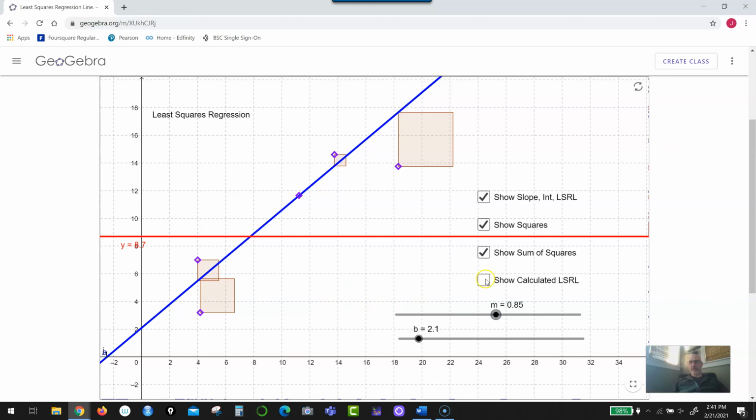So I can click on Show the Actual Regression Line, and we'll see that I didn't do terribly. It's not right on, but that orange dotted line is the actual regression line, and it's a little bit further to the right than mine was.